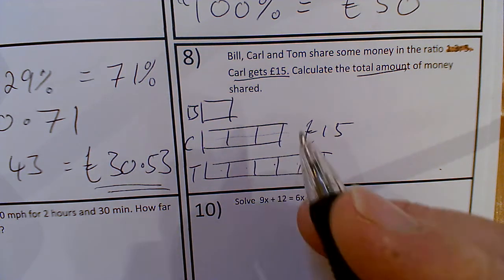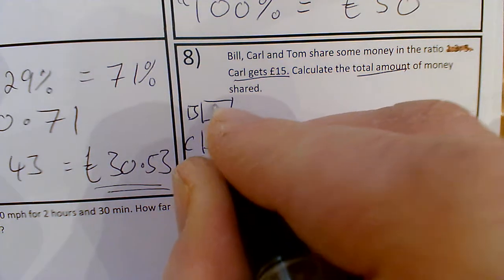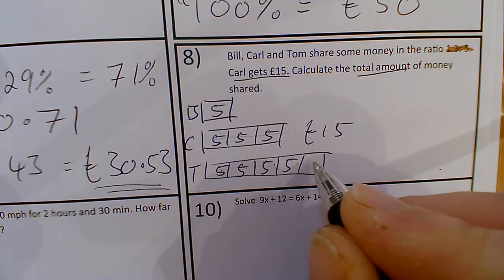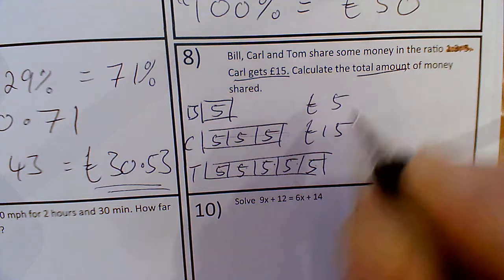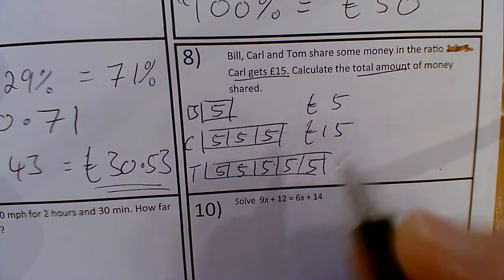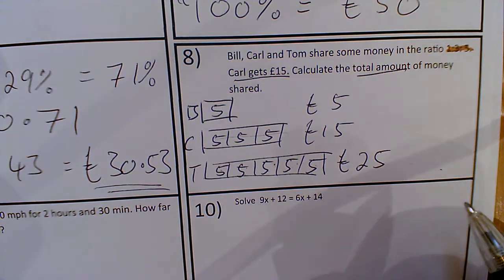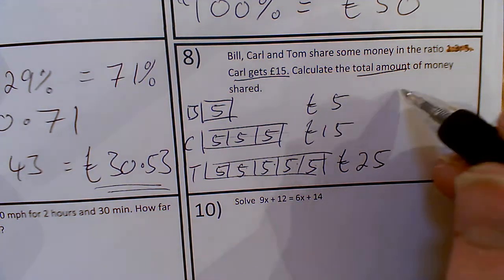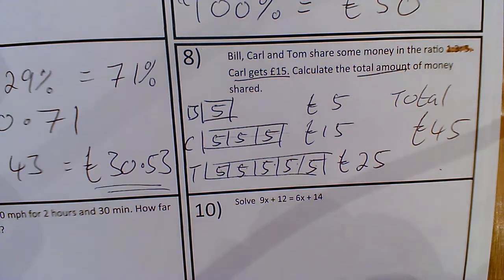Can you see that? Because there are 3 of them. And if each box is £5, that means every box is £5. Which means then that Bill got 5, 5, 10, 15, 20, 25 for Tom. It wants the total amount, so we need to add these 3 together. So 25, 30, 45. So the total, £45. Not difficult.